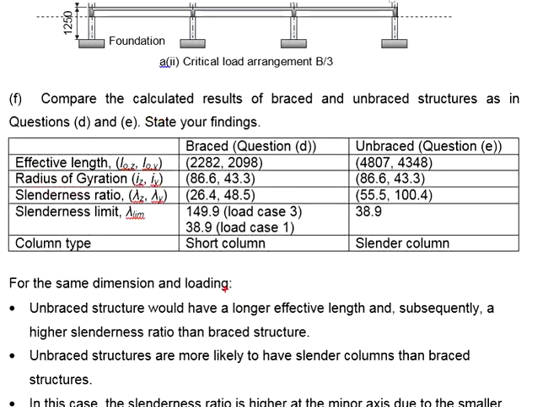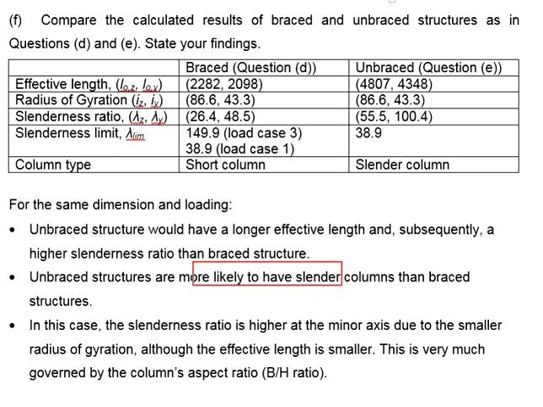Now, because of the longer effective length for the unbraced structures, this will lead to higher slenderness ratio. You see the effective length here is greater than the effective length here. As a result, your slenderness ratio shall be greater than the braced structure, since we are talking about the same column with the same dimension. Next, the unbraced structures are more likely to be slender column than the braced structure.